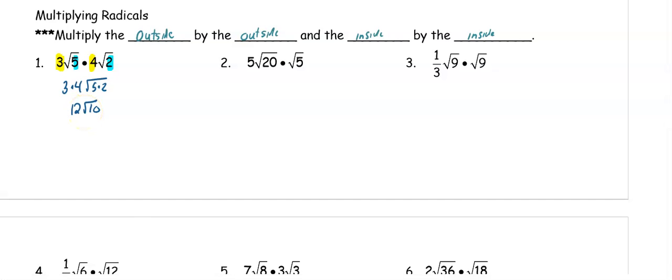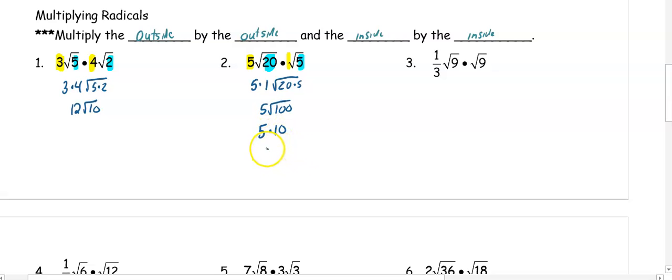In number 2, on the outside we have 5 and then no number, so we're going to say that's a 1. And then we have 20 times 5. So when we multiply here, we have 5 times 1 root 20 times 5, which gets us 5 root 100. We know that 100 is a perfect square, and the square root of 100 is 10. So we have 5 times 10. Notice because it was a perfect square, the root is completely gone. And 5 times 10 gets us 50.